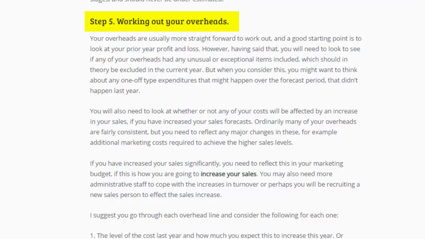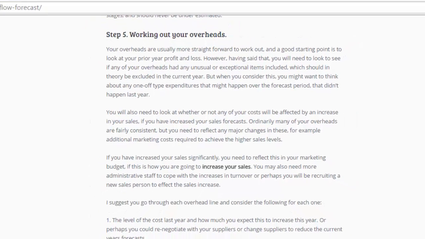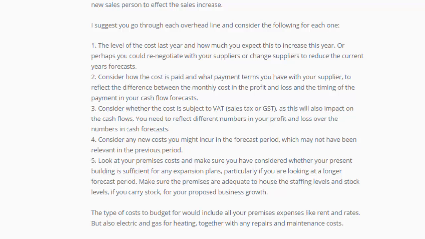And as already mentioned, of course, if you increase your sales significantly, and part of that increase is that you are going to increase your marketing, you'll need to reflect that within your cash flows and profit forecast. I suggest that you do go through each of your overhead lines. So it may be that you can use this to incorporate renegotiations with your suppliers. It may be that you can reduce the costs from last year. It may be that you could actually change suppliers to get a better price for certain items that you purchase.